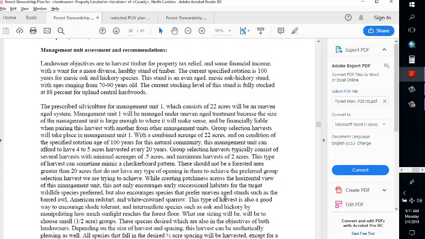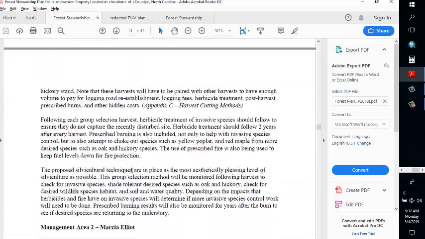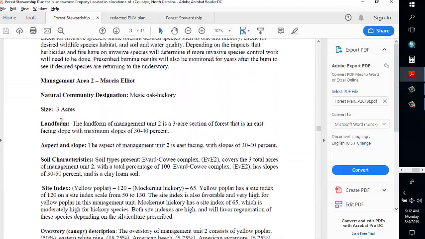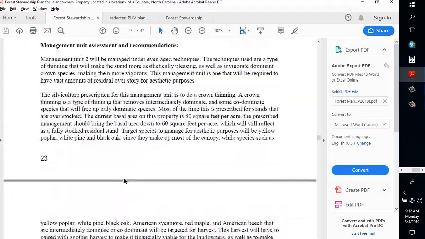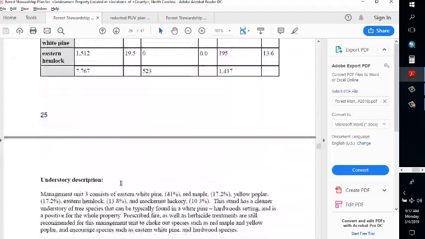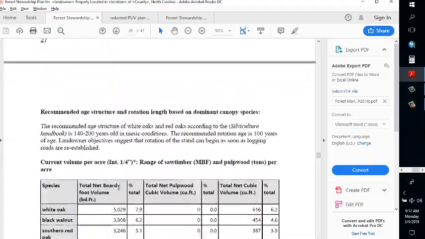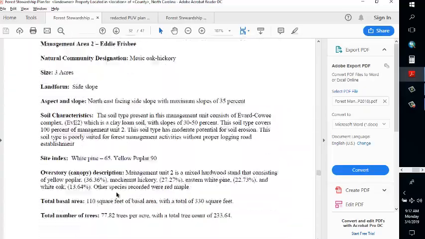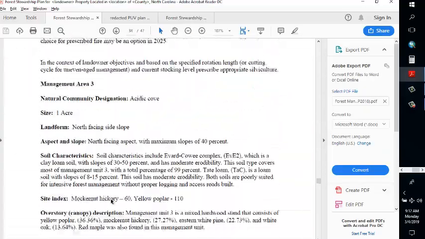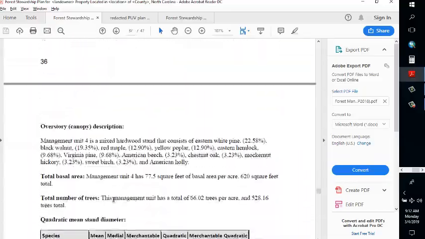So the next thing is, of course, the part where I really want you all to be focusing a lot of your time. This is the management unit assessment and the recommendations. This person went into great detail about that, and then he does it again for management area 2. You can see he just plugged away at this thing and did an amazing job on it. I can't fault him for anything except maybe some of his references. But I do want to get to the bottom of this thing.